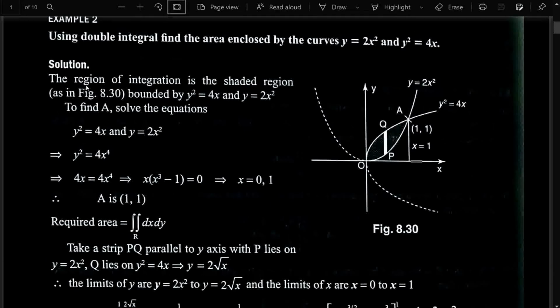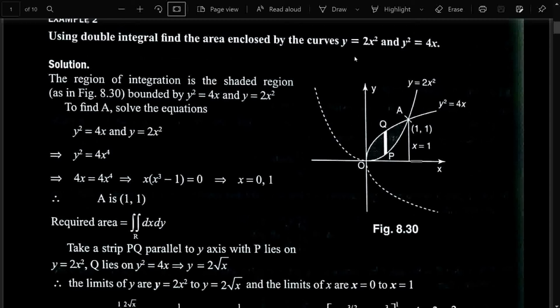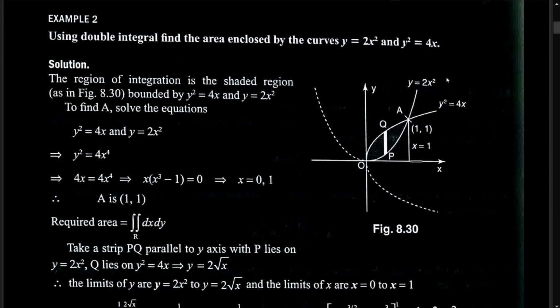And the second question: using double integral, find the area enclosed by the curves y is equal to 2x square and y square is equal to 4x. While seeing it, you can find these are equations of parabolas. So how to graph this parabola? There are many videos on YouTube, so just go through those videos to learn how to graph a parabola from the equation.